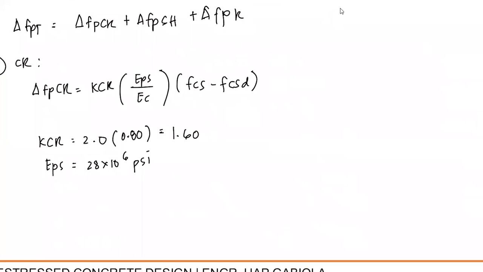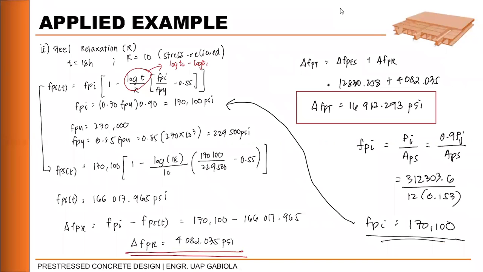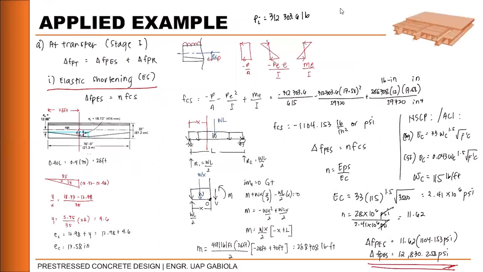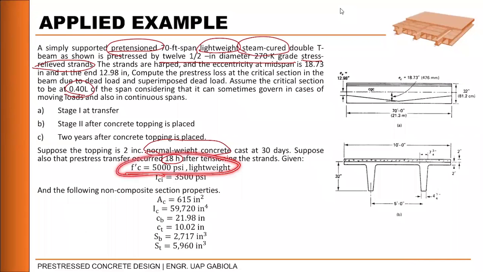And then, we have a value ng ating EC. Okay? So, ang EC natin ngayon, hindi na initial yung ginamit natin. Since ang EC natin is hindi na initial, using this formula, yung F prime C natin dapat ang value na niya is yung original na niya o yung design niya which is 5,000. Okay? So, kunin lang natin yon.